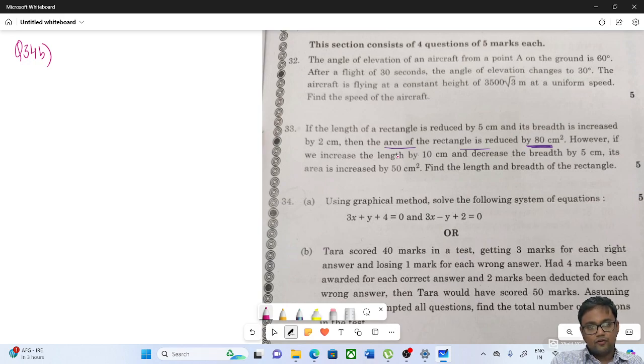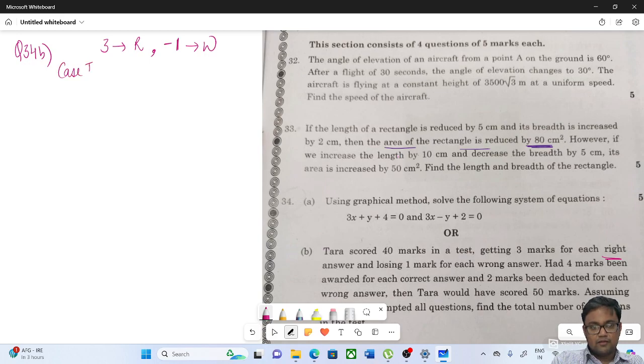So Tara got 40 marks. For each right answer, 3 marks are given, and she loses 1 mark for each wrong answer. So negative 1 is added to her score by answering a question wrong. Had 4 marks been awarded, this is the second case now.